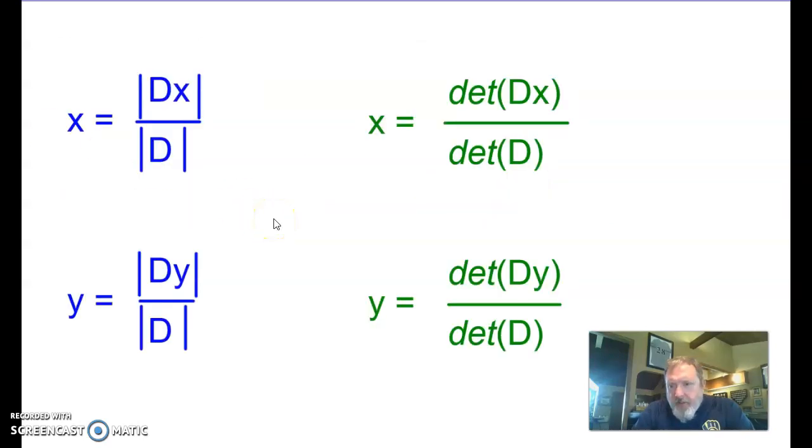All right, so basically here's what Cramer's rule tells me. If I have a 2 by 2 matrix, I can find the variable x by doing the determinant of the matrix Dx over D. And I'll explain what that is on the next slide. And we can find y by doing the determinant of Dy over the determinant of D. And again, we'll see exactly what that means on the next slide.